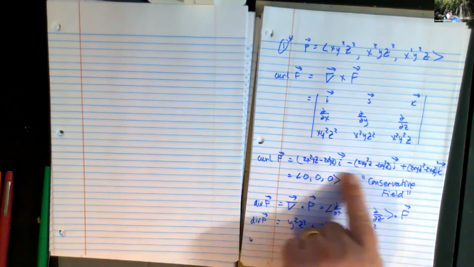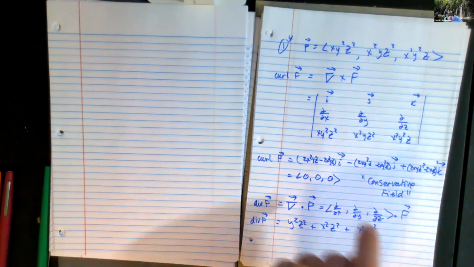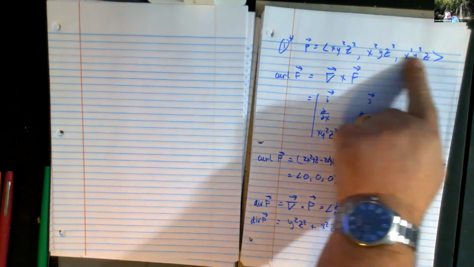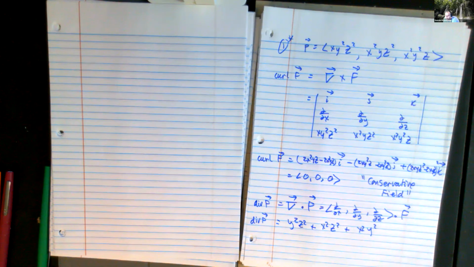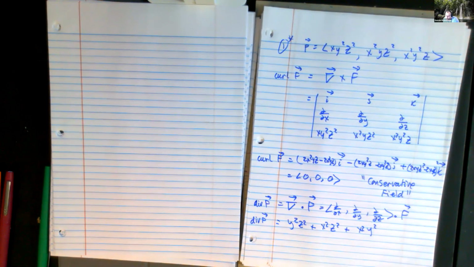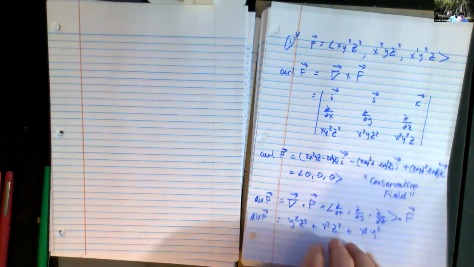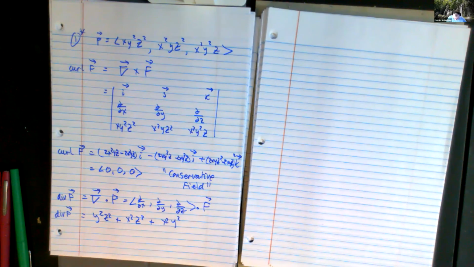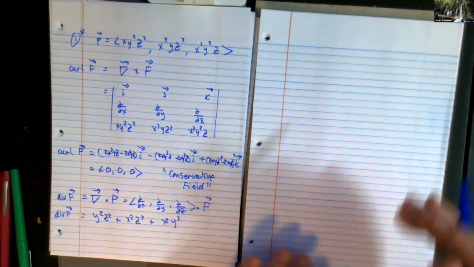This particular question didn't ask it, but haven't I just proved that this particular vector field is a conservative field? It wasn't what I was asked to prove. I was just asked to find these two things. But indirectly, haven't I proved that it's a conservative field? Now, since it is, let's pretend that there was a part C and it said, find the potential function little f of x, y, z.